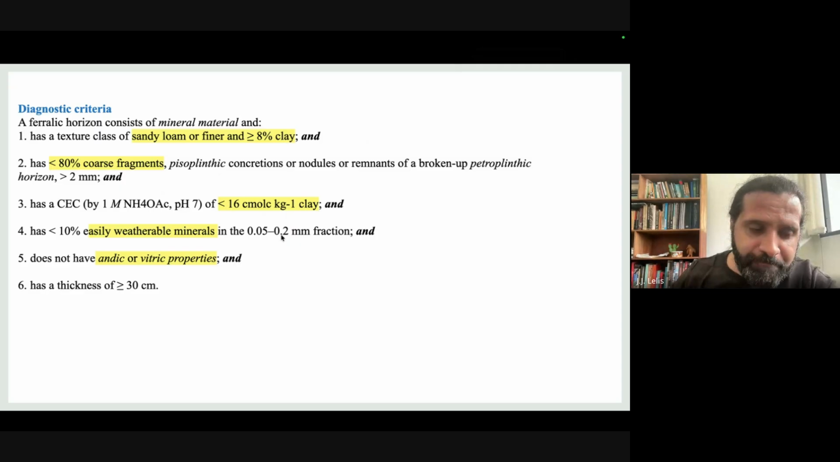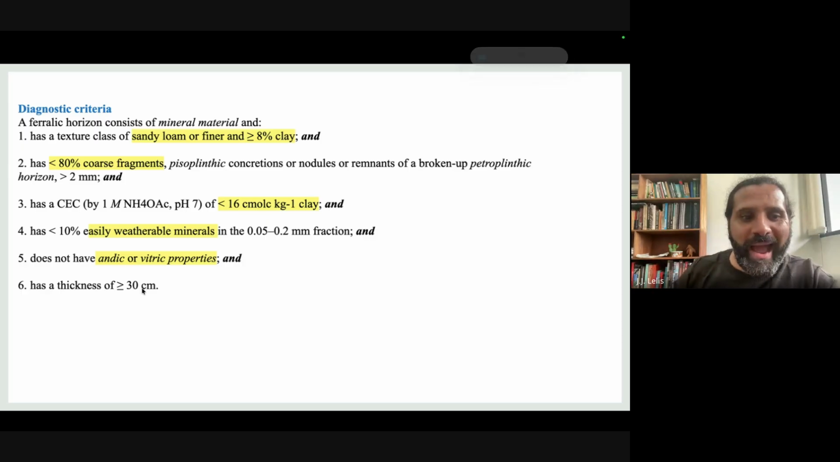ferralic horizon. Okay, the ferralic horizon also cannot present andic or vitric properties. These andic or vitric properties we already saw when we talked about those horizons that express ash, especially ash. So these materials are connected to low crystalline minerals and low weathering. So I cannot see any kind of allophane or imogolite in ferralic horizons. And the minimum thickness to identify a ferralic horizon is 30 centimeters, okay?